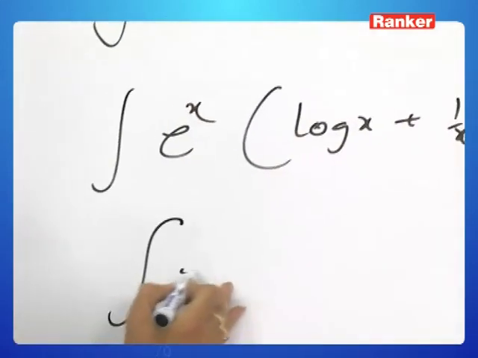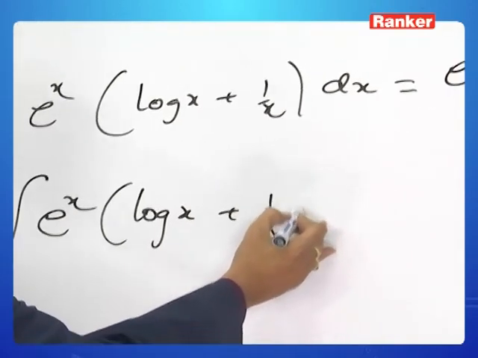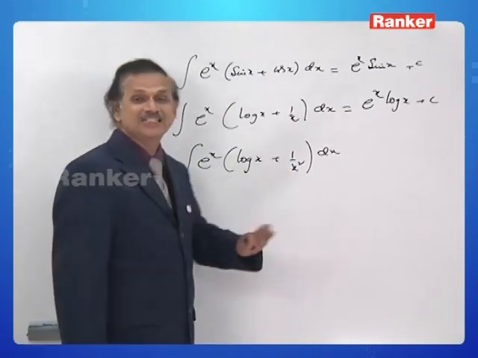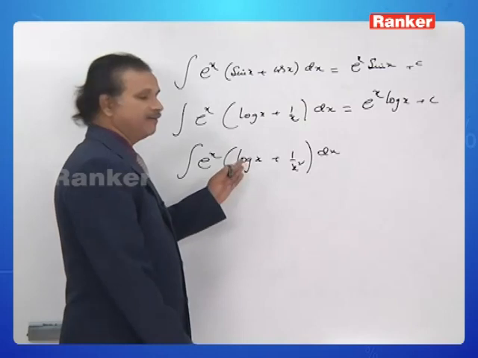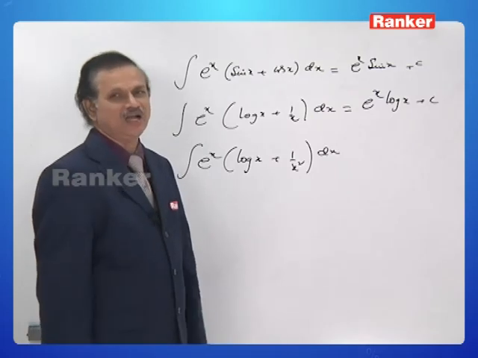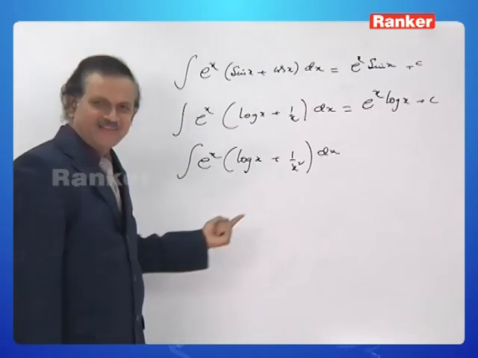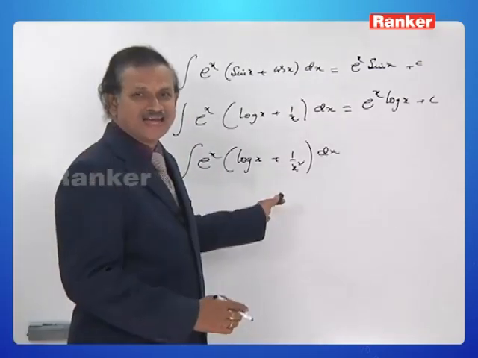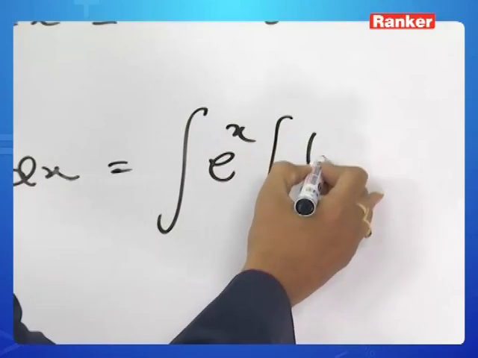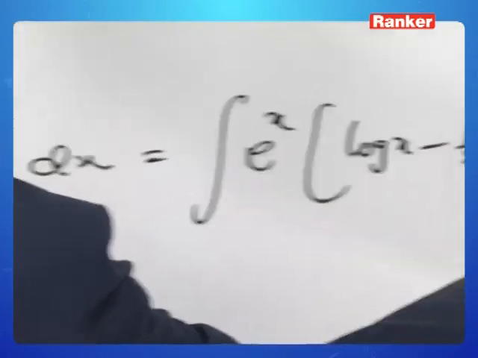Another cunning problem is there before us. Try to get it answered. E power x into log x plus 1 by x square. It is 1 by x square, but not 1 by x. Even if this log x is supposed to be some f of x, it is not f dash x, something extra. How to get it done? A simple thought, a simple idea can change the life of this problem. It's very simple. Look here. This is e power x into log x minus 1 by x plus 1 by x plus 1 by x square.